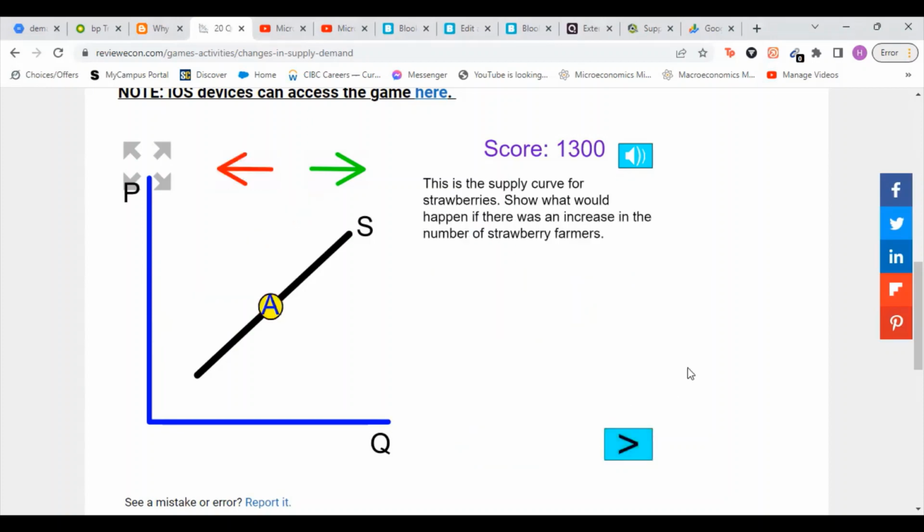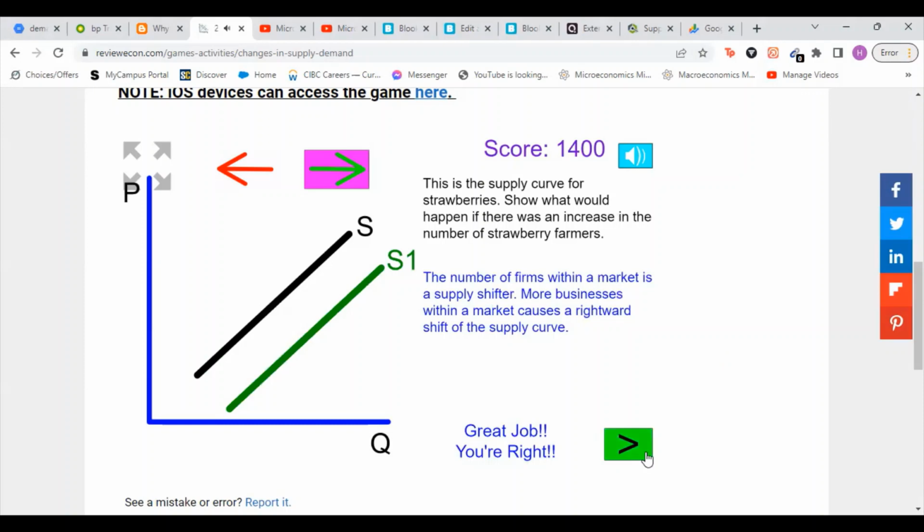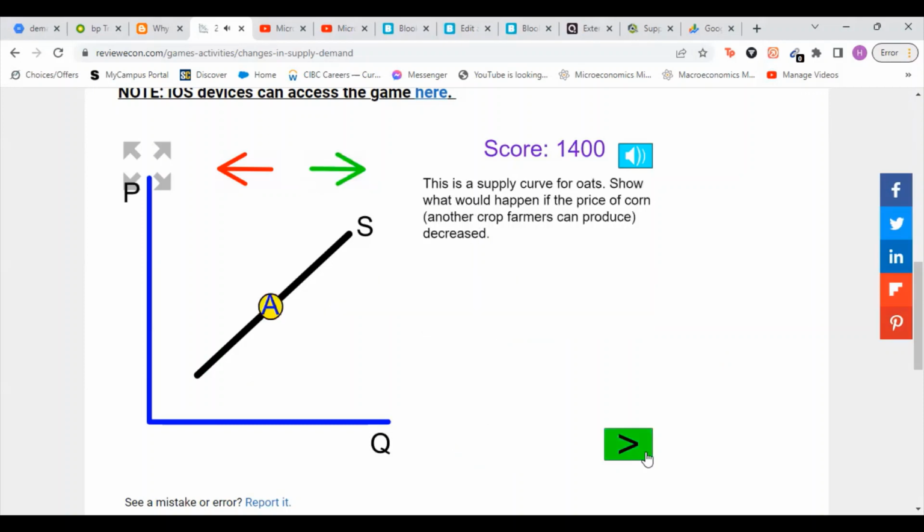Then this is the supply curve for strawberries. Show what would happen if there is an increase in the number of strawberry farmers. The supply curve will shift to the right. Sure. Great job. And then this is a supply curve for oats. Show what would happen if the price of corn and other crops farmers can produce decreases.